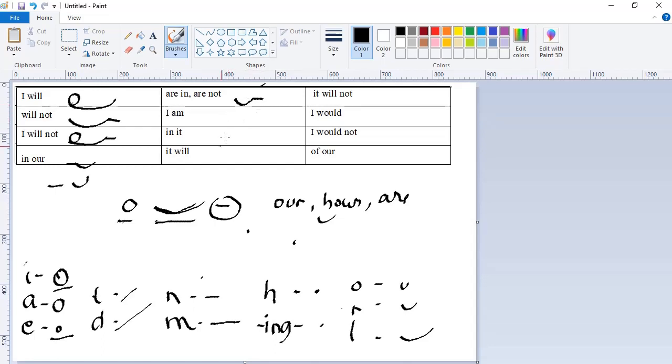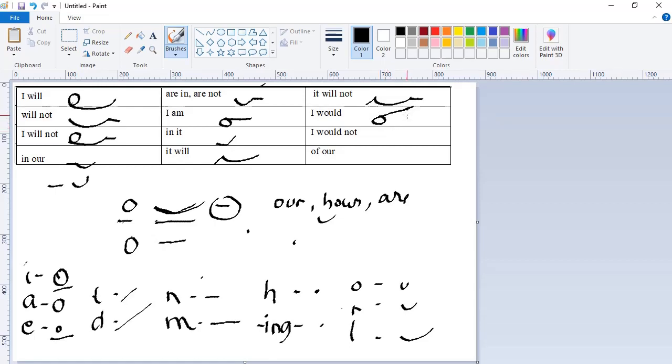I am, so we have am represented by your M. Now our I and M put together become am, but that's going to be translated into longhand as I am. Next, we have it will, it will, now it will not. I would.